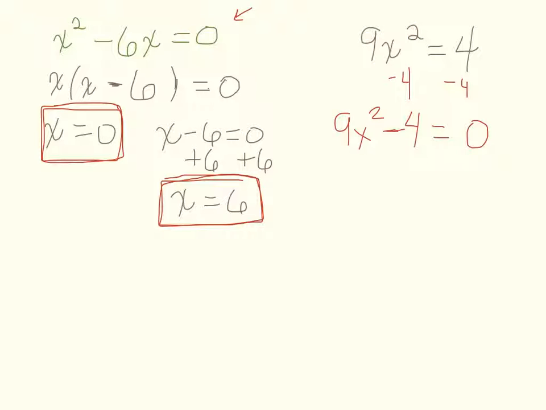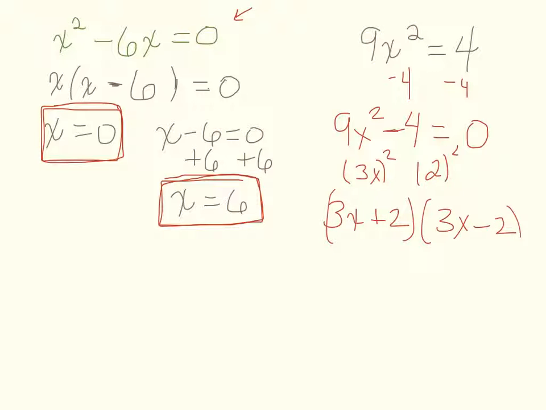9x squared is a perfect square. What do I have to square to get 9x squared? 3x. And 4 is a perfect square. What do I have to square to get 4? 2. So I'm going to take 3x plus 2 and multiply that by 3x minus 2. And I still have those equal to 0.